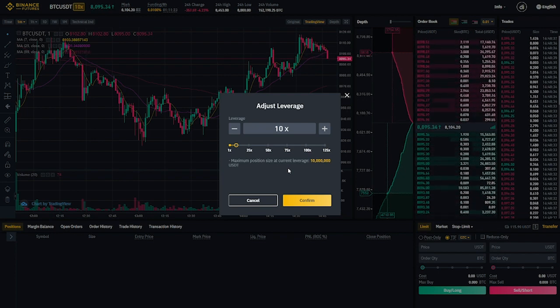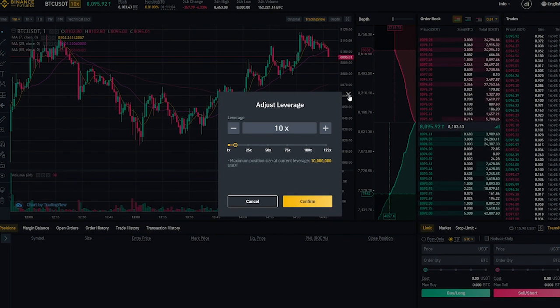So, for example, if you decide to use $100 with a leverage of 100 times, this will open a position worth $10,000, and you'd only have to post $100 as a margin. Margin leverage of 1 time means no leverage at all.